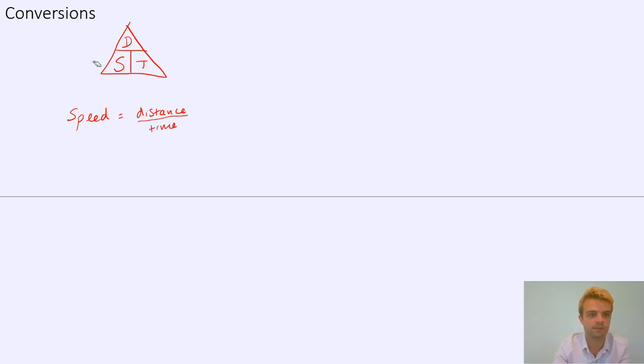If I instead cover up distance, then you're left with speed next to time, and there is a little times in here. So we calculate distance by doing speed times time, speed multiplied by time. And finally, if I had covered up time, then we're left with distance divided by speed. So the last one is that time is distance divided by speed.